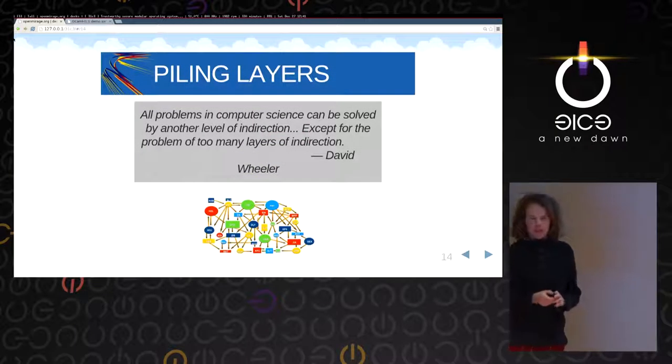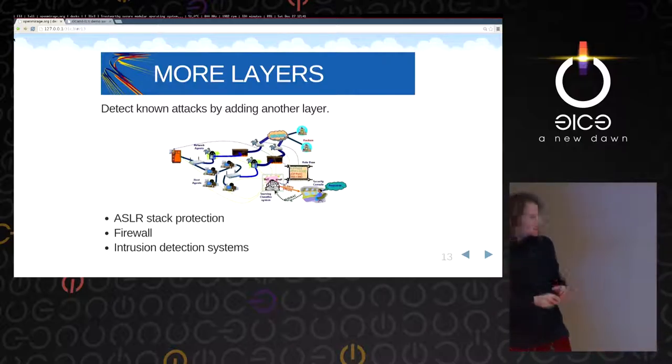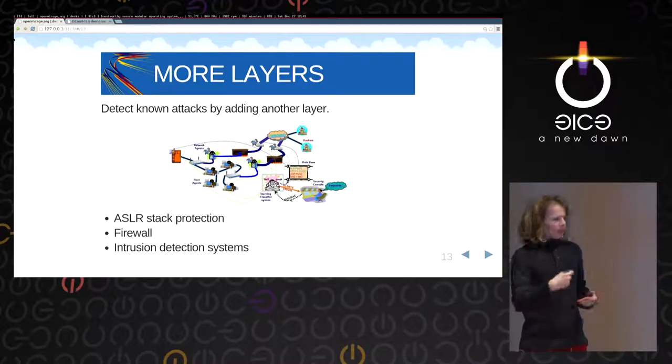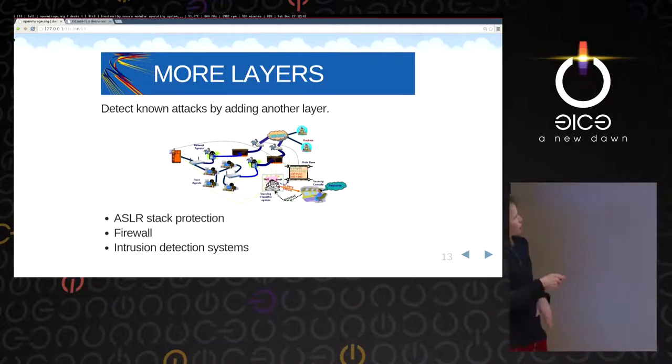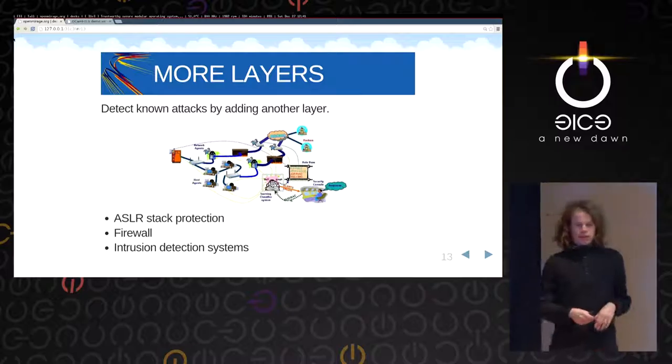So that's the other approach, which is to just stack layers and layers and layers, because each problem in computer science can be solved by adding another layer. And the problem is your setup gets really, really complex. Such layers are, for example, stack protection or firewalls or intrusion detection systems. And the problem here is that all these layers are also software, and they are part of the trusted computing base, so they need to be trusted. And there have been vulnerabilities in firewall implementations and intrusion detection systems quite a bit. So you actually open up the attack vector if you add more layers.